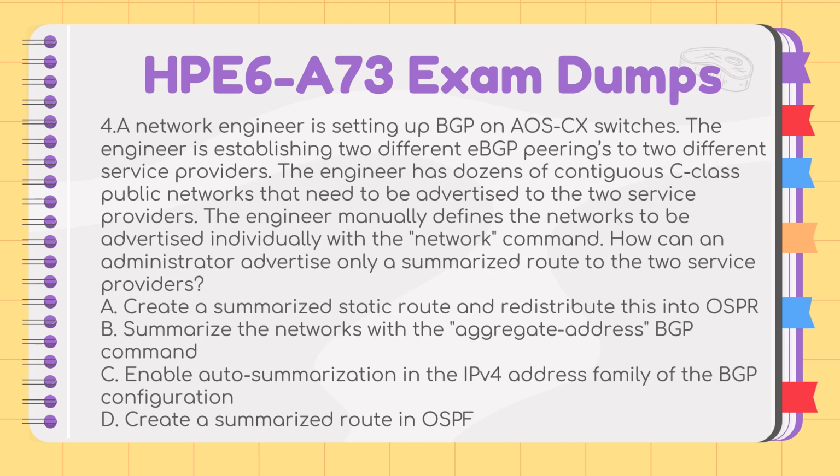4. A network engineer is setting up BGP on AOS-CX switches. The engineer is establishing two different eBGP peerings to two different service providers. The engineer has dozens of contiguous C-class public networks that need to be advertised to the two service providers. The engineer manually defines the networks to be advertised individually with the network command. How can an administrator advertise only a summarized route to the two service providers?